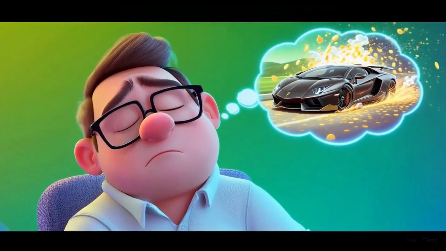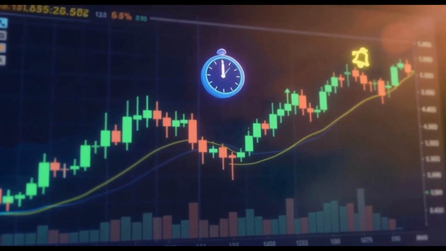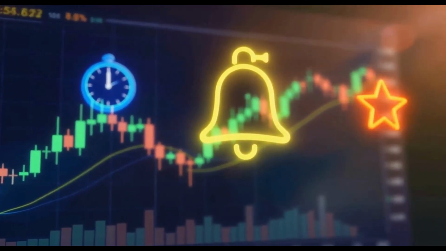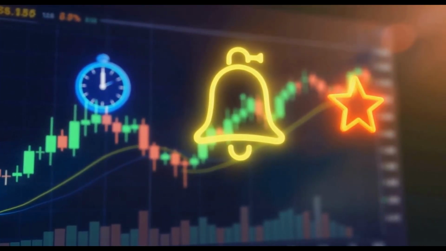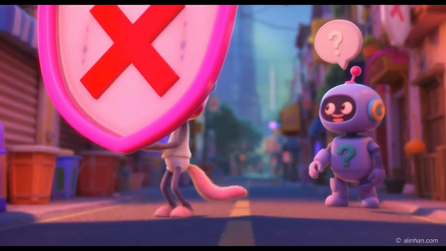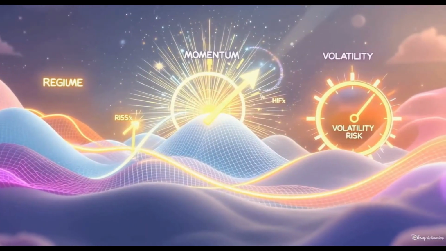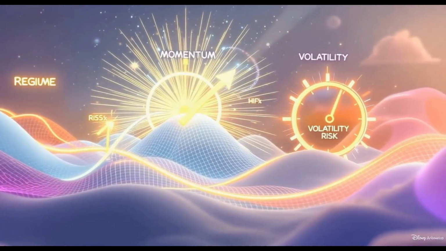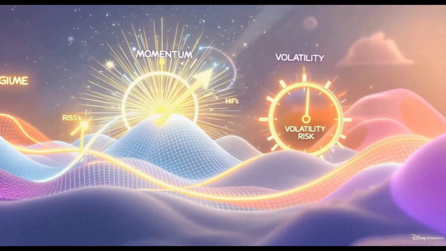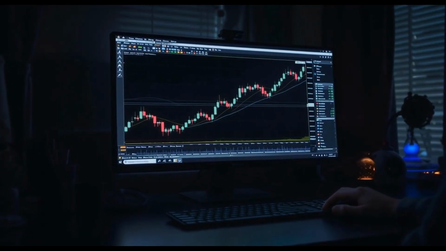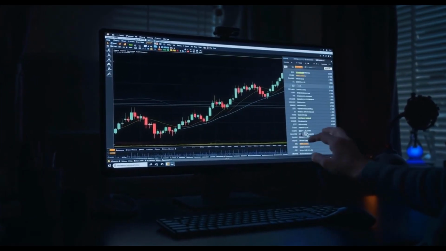Okay, I need you to listen because this is the most important part of the entire video. We have to talk about repainting. Most indicators are fake. They look perfect on old charts because their signals actually move. A buy signal will pop up, you get excited, and then it vanishes right before the candle closes, trapping you in a horrible trade. Our system doesn't do that, but only if you follow this one rule. You have to wait for the candle to close.